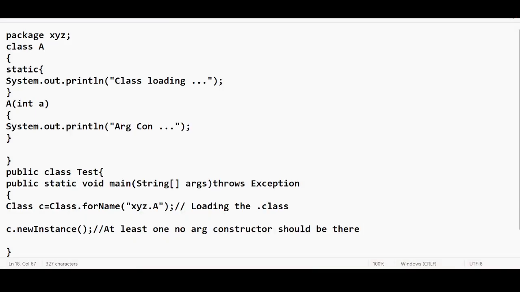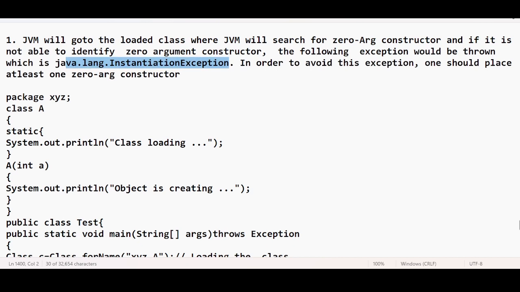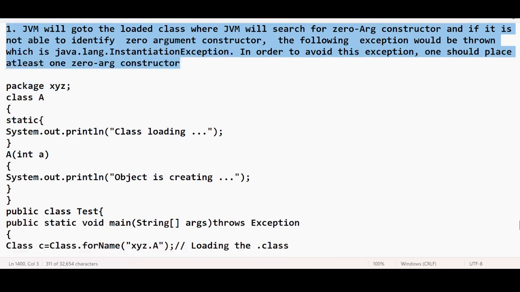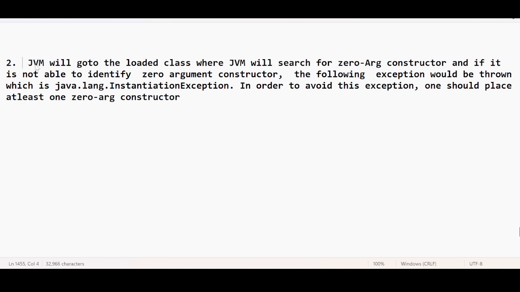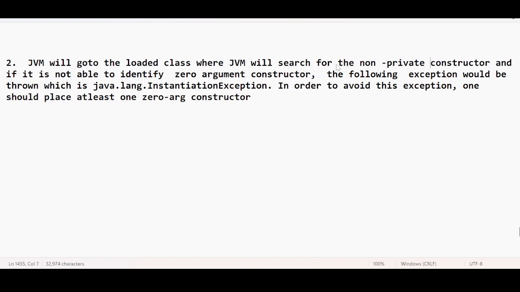Now the next thing: this is one exception. Another exception, guys, listen here. Even though it is a no-arg constructor, this constructor should be a non-private constructor. That is the second point. The first point is that the JVM will try to find whether the constructor is a zero argument constructor. The second point, very, very important, is that the JVM will go to the loaded class and search for a non-private constructor. If it is not able to identify a non-private constructor, we will try to identify the resulting exception.